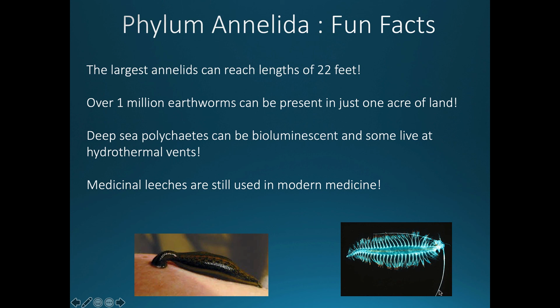Now, some of these deep sea polychaetes, because they're in the deep sea, and it's common amongst a lot of deep sea animals, are bioluminescent. And some of these will live at the hydrothermal vents. Remember, those are the vents at the bottom of the ocean where the temperatures can be extremely hot.